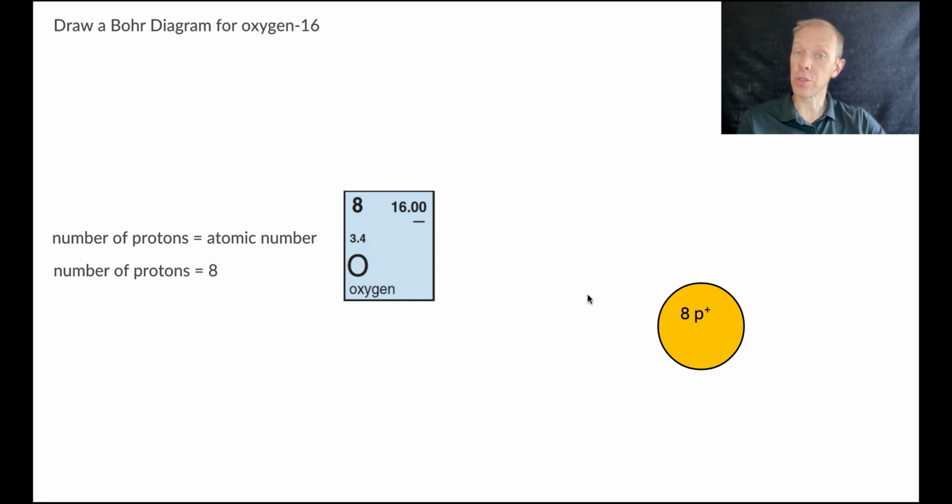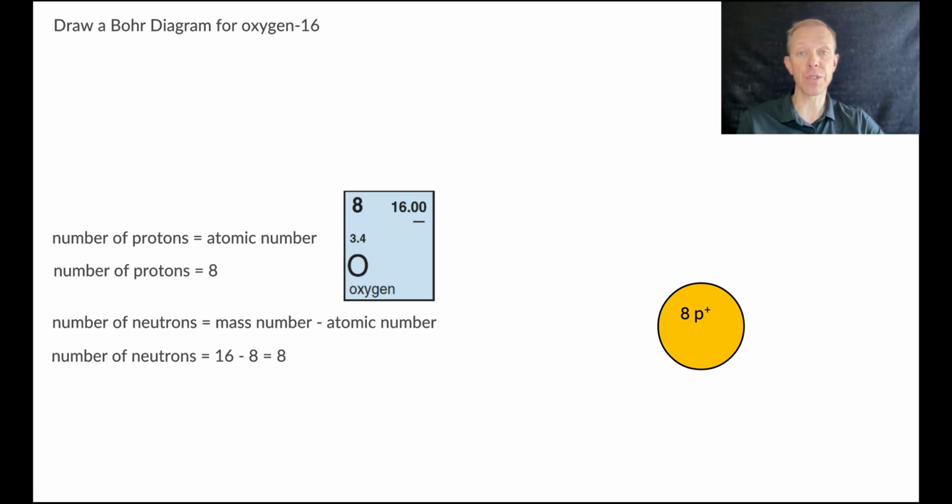Next, let's take a look at neutrons. The number of neutrons is equal to the mass number subtract the atomic number. For oxygen-16, it has a mass number of 16 and its atomic number is 8. So 16 minus 8 is equal to 8. So we have 8 neutrons in the nucleus, and we'll draw those in there.